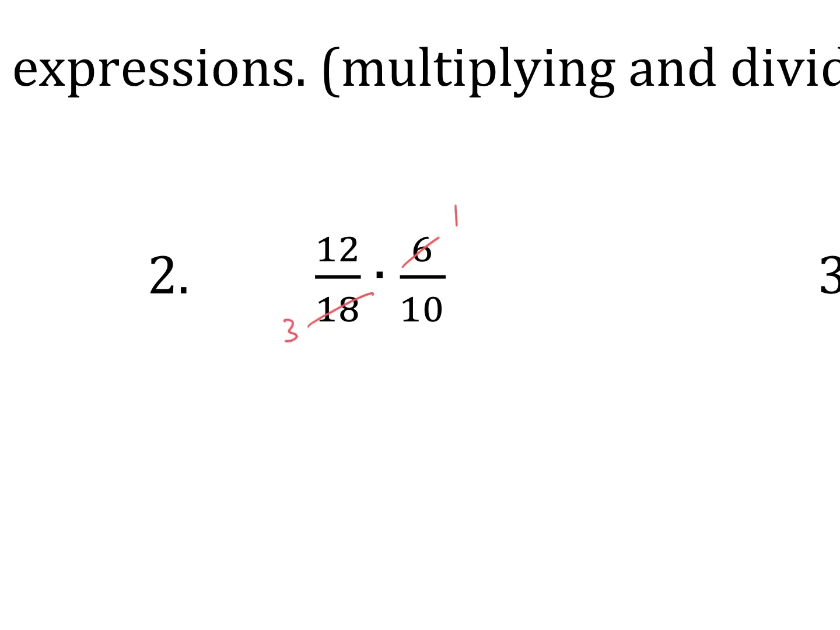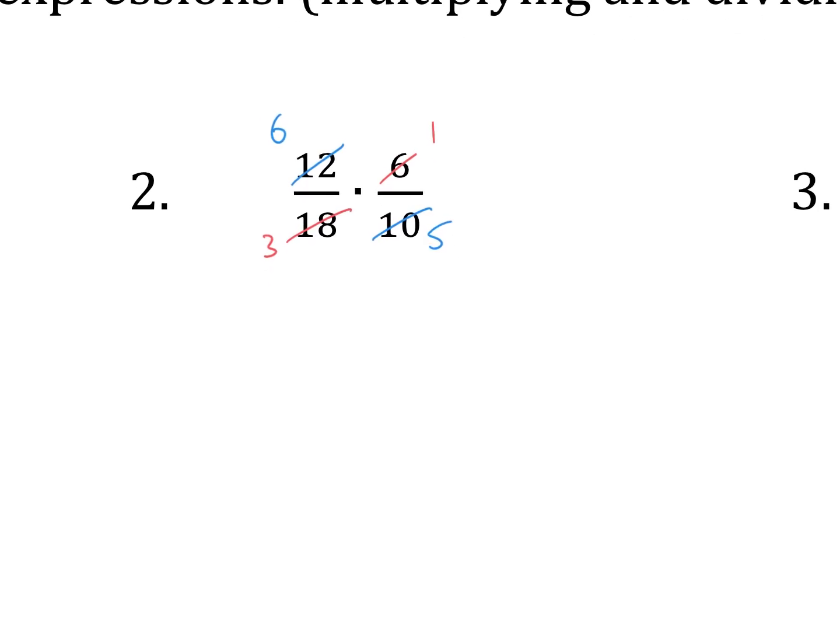All right. How about the 12 and 10? What goes into 12 and 10? Yeah, they're both even. So 2 goes into 12 6 times, 2 goes into 10 5 times. Now we can rewrite this. So we have 6 over 3 times 1 over 5.